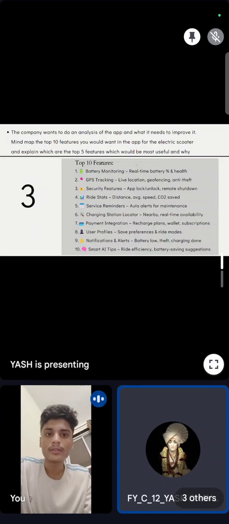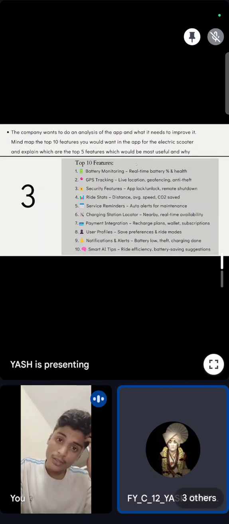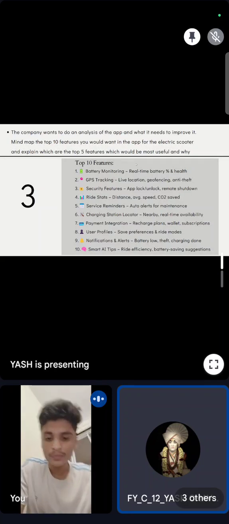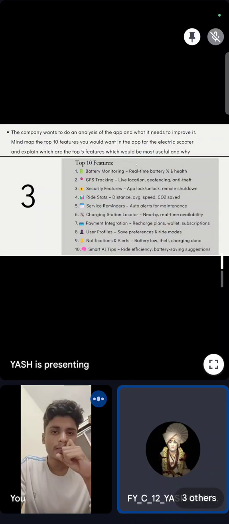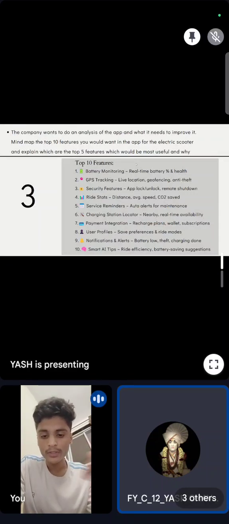There will be user preferences or user profiles, which will consist of information on how much distance the user has covered and how many ride modes are available for the user. Next, there will be notifications and alerts, which will display whether the battery is low or high for a particular ride, theft alerts, and whether charging is done or not. There are also smart AI tips included within the app, which consist of ride efficiency and battery saving suggestions.